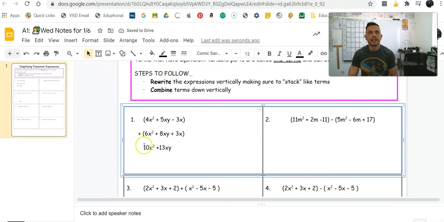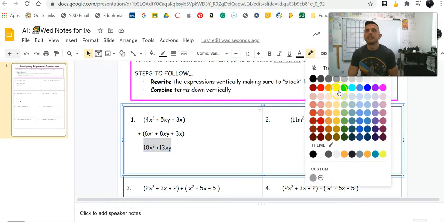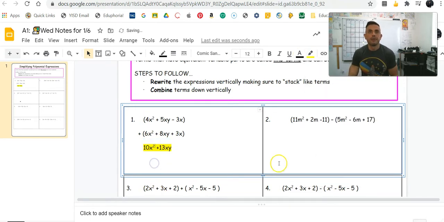And I'll go ahead and highlight my answer, which you'll do similarly when you do your example. So let's go ahead and highlight this. I'll pick a nice, lovely shade of yellow, but I don't care what color you choose. All right, moving on over here, number 2.